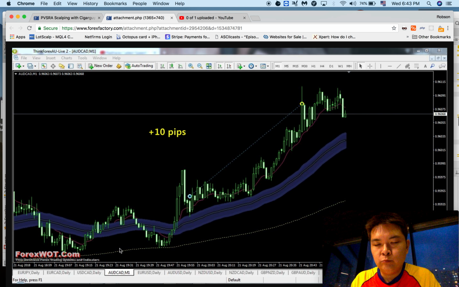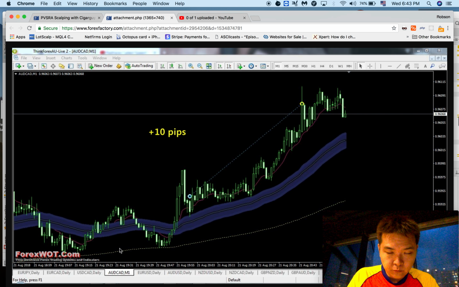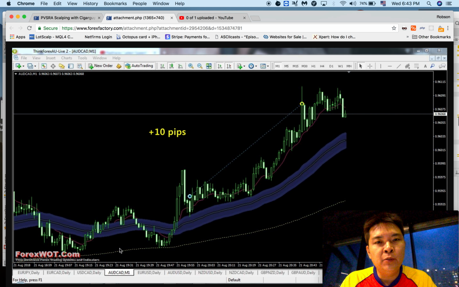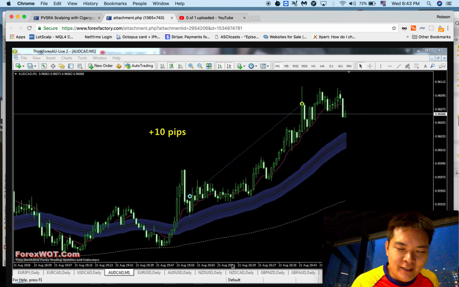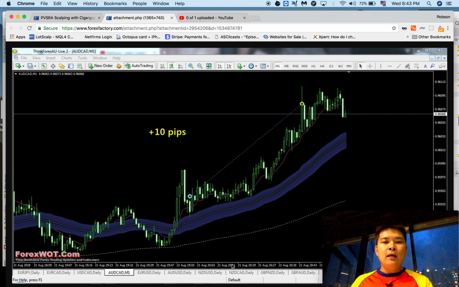One of the must-have features of PVSRA is the volume, because the V in PVSRA stands for volume. You really need to show the volume bar on the bottom of your chart. Otherwise, we can't comment much, because if you can't see the volume, it's not really a PVSRA comment. Let's assume that you had huge volume on these bars here.